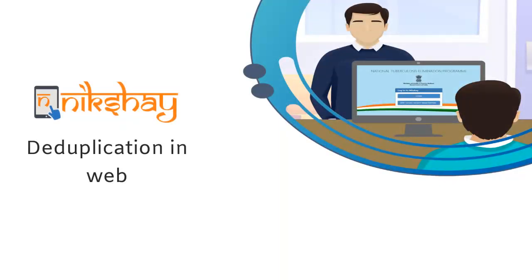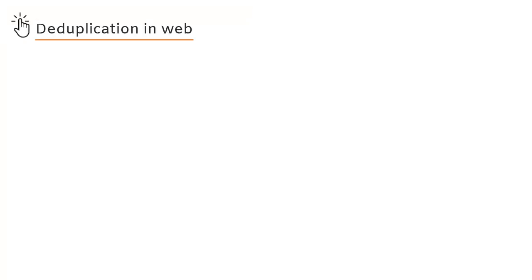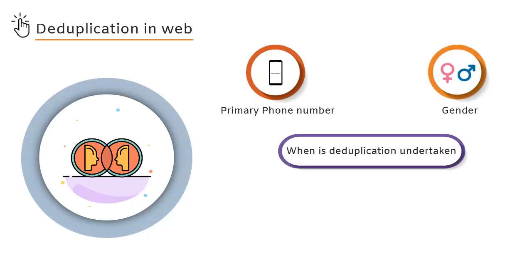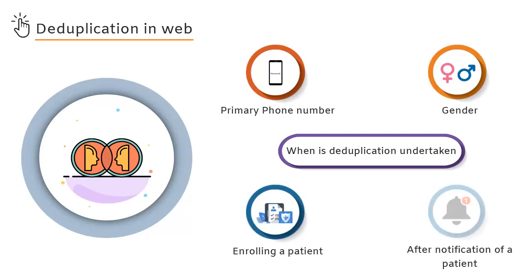This video covers the steps of the deduplication process in the web version on the Nikshay portal. Deduplication check is done based on primary phone number and gender of the patient. In Nikshay, deduplication is implemented in two sections: once while enrolling a patient and another after notification of a patient.